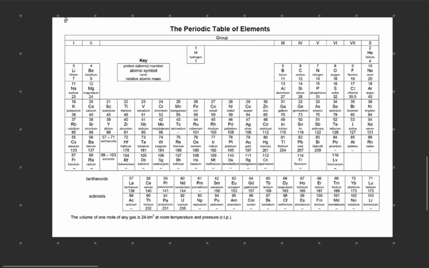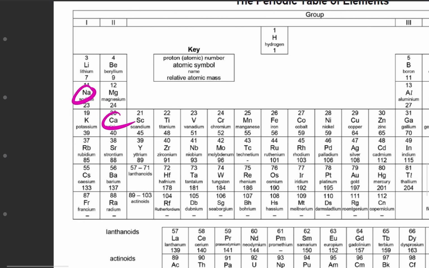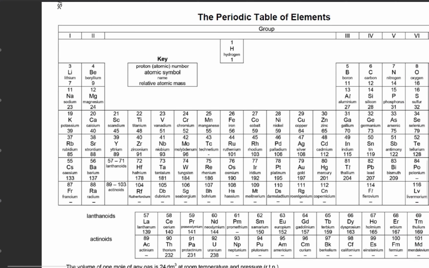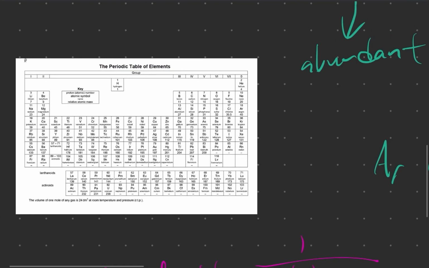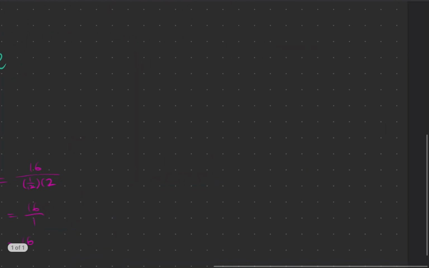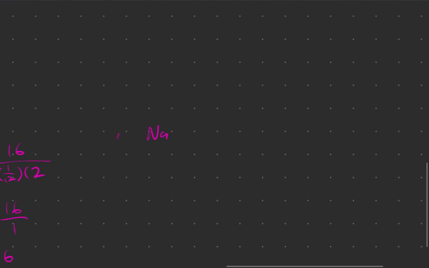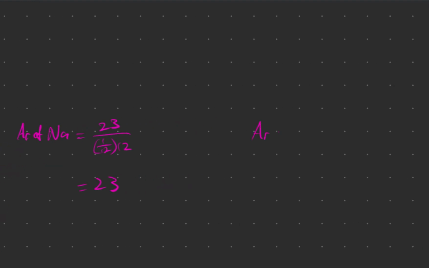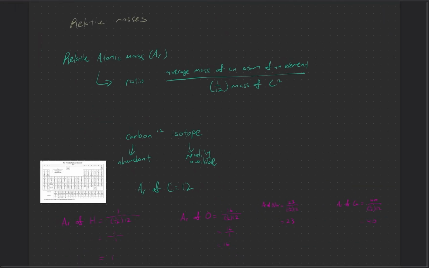Let's do two more. Let's do sodium and calcium. So sodium's average mass is 23 and calcium's average mass is 40. So 23 divided by 1/12 times 12 will just give us 23. And the AR of calcium is 40 divided by 1/12 times 12, which is just 40. There you go. That's for relative atomic mass.